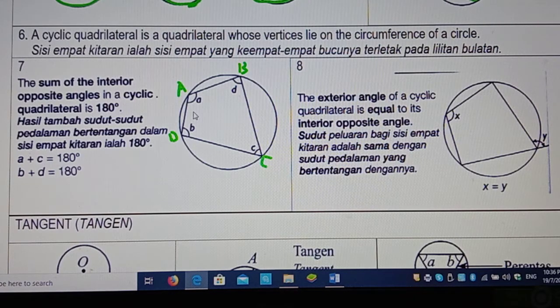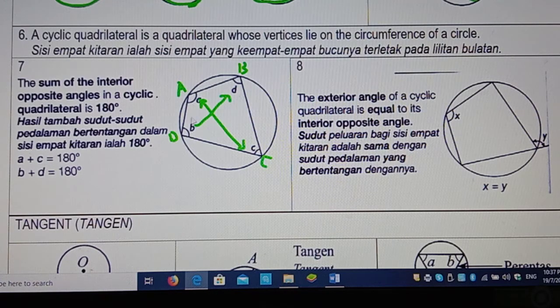Okay, let's say all the interior angle, so sudut di dalam kita panggil interior angle, we mark as A, B, C, D. So the sum of interior opposite angle in a cyclic quadrilateral is 180 degrees. Hasil tambah sudut pedalaman bertentangan ialah 180. Maksudnya macam mana? Okay, contohnya this one, A and C. A and C are opposite angles in cyclic quadrilateral. So we total up A plus C, we get 180 degrees. Same thing, B and D.